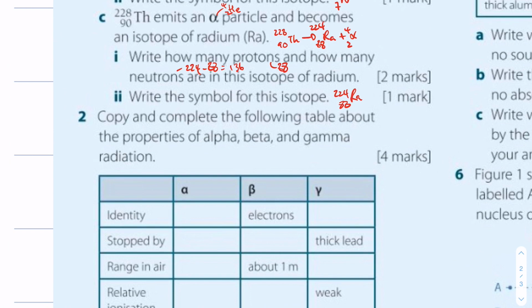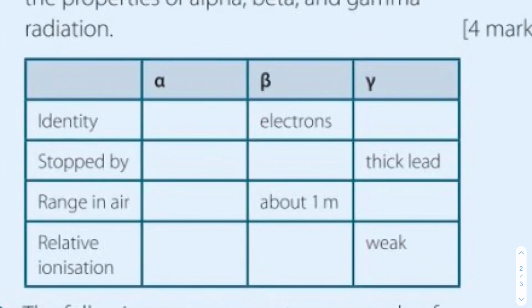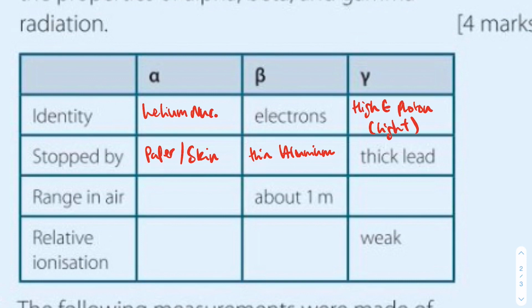Copy and complete the following table about the properties of alpha, beta, gamma. So the identity of alpha is a helium nucleus. Gamma is a photon, or high energy photon. It's basically light. Gamma rays are stopped by thick lead. Beta particles are stopped by thin aluminium. And alpha particles are stopped by paper or skin. Alpha particles can't penetrate the skin.